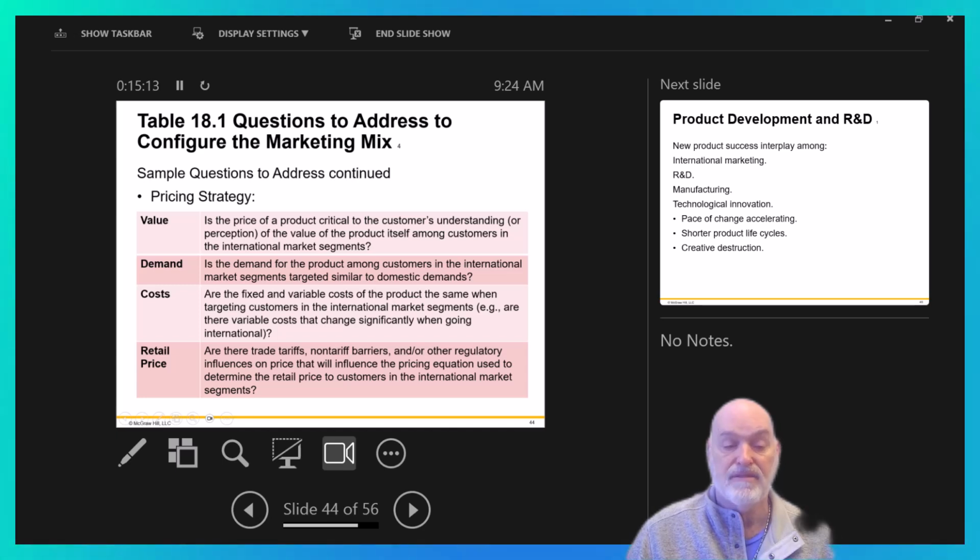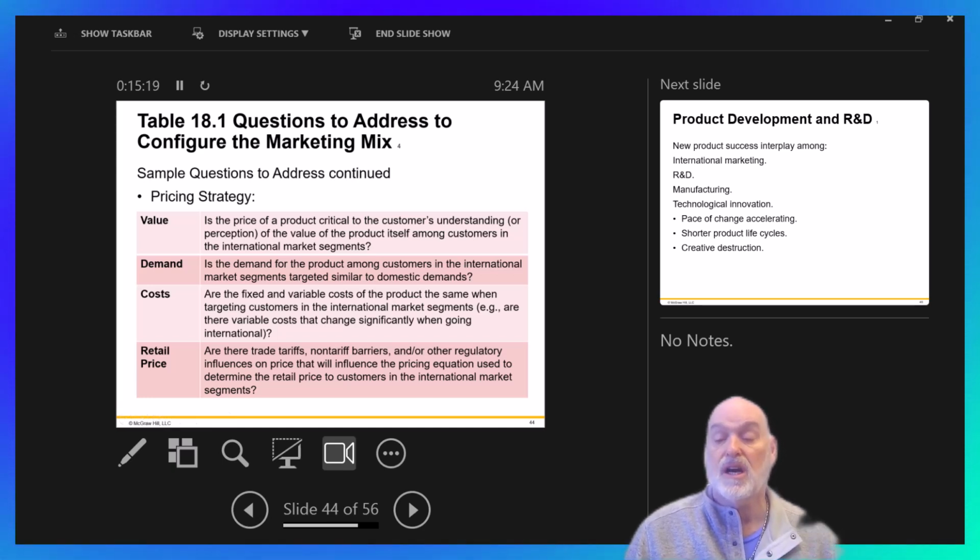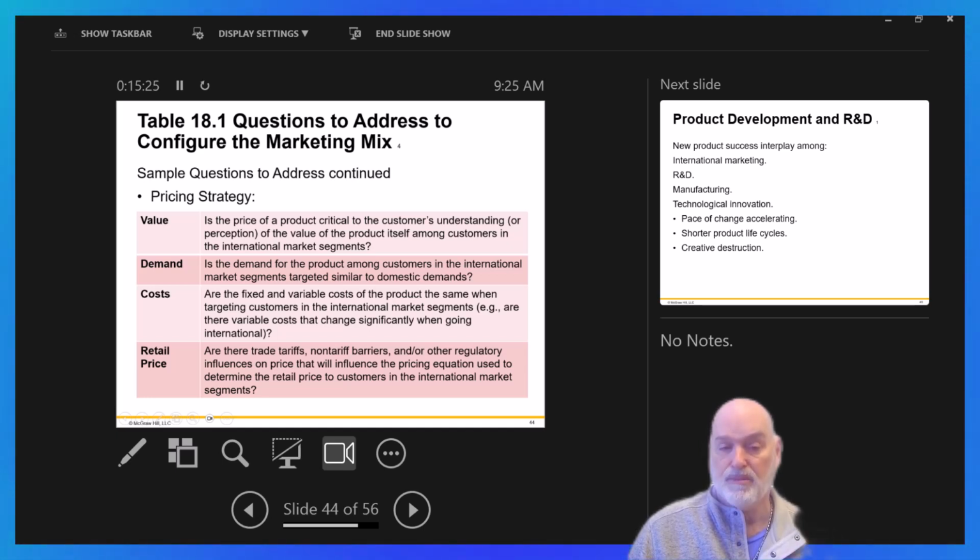Pricing strategy of the value. Is the price of a product critical to the customer's understanding or perception of the value of the product itself among customers in the international market segments? And then we also have demand, costs, and retail price.